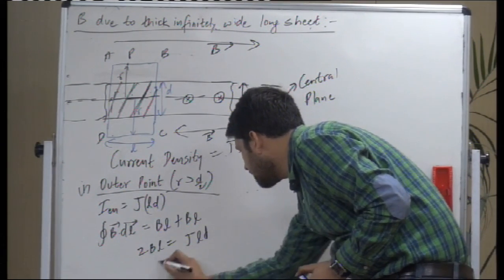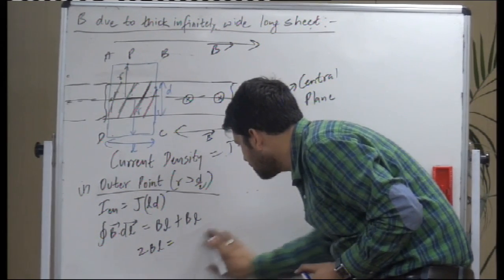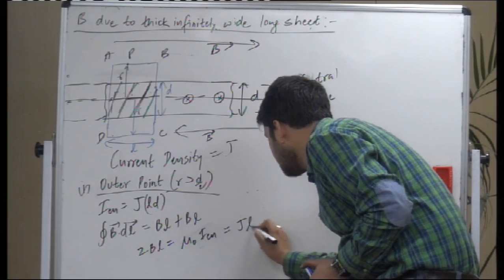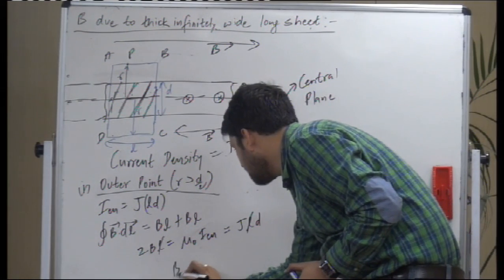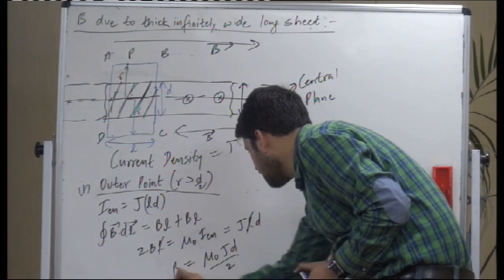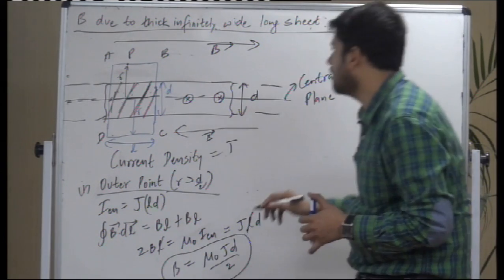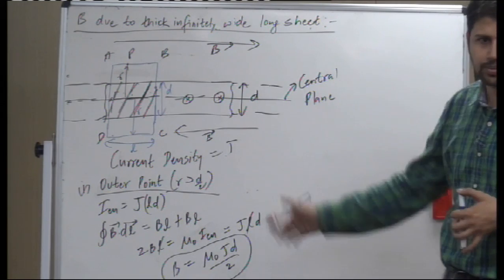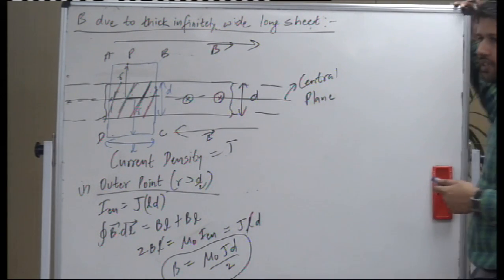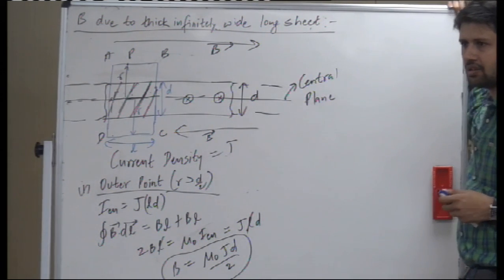So 2BL is how much? JLd, that is mu naught into I enclosed, which is JLd. So L cancels, and B is how much? Mu naught Jd by 2. There is no R in this expression, which means it is independent of distance from the central plane.